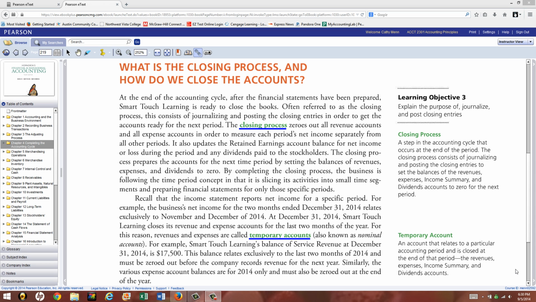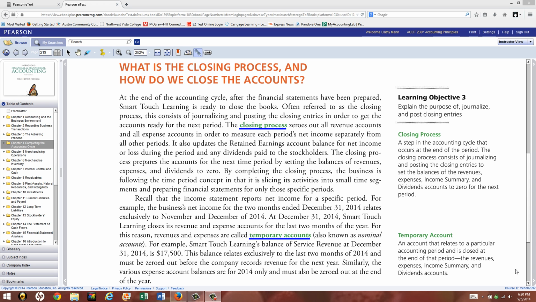Hello. We're going to go through and finish the second half of Chapter 4, and this time we're going to be talking about the closing process. In Part 1 of Chapter 4, we talked about financial statements, but now we'll talk about the closing process and how we do it. I'm on page 219 right now in your textbook or in your ebook, whichever one you want to use.